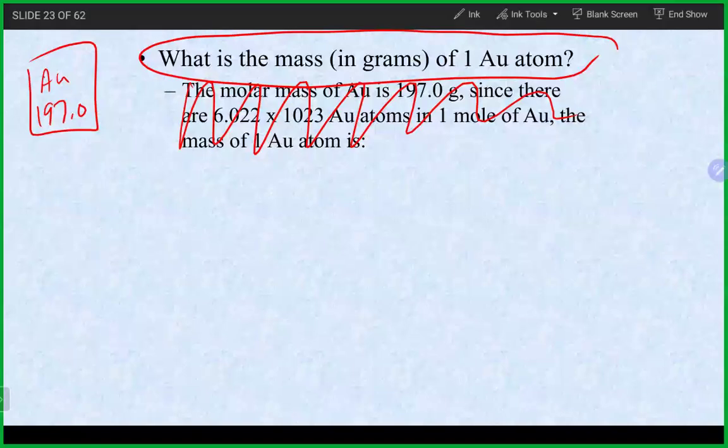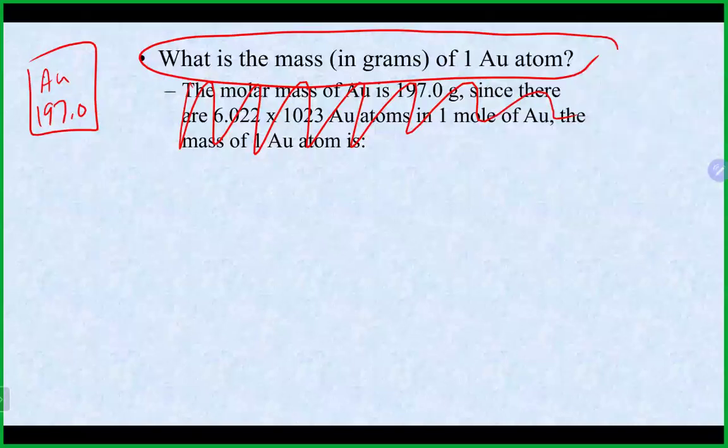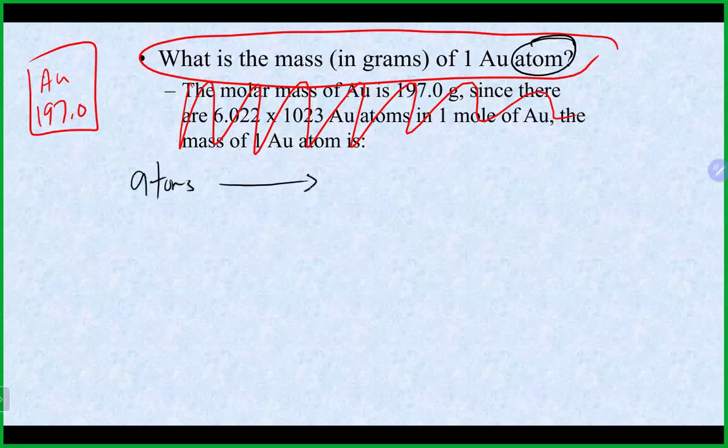Okay, so let's take a look at this. Do we need to use Avogadro's number here? The answer is yes, because we do have atoms, right? And we're going to need to go from atoms to moles and then moles to grams. A reminder that Avogadro's number is what we use to go from atoms back to moles.